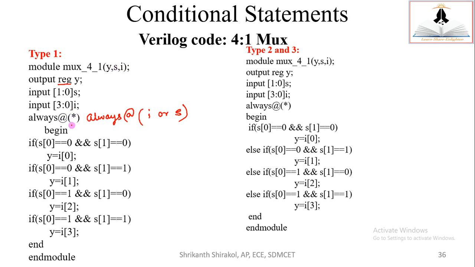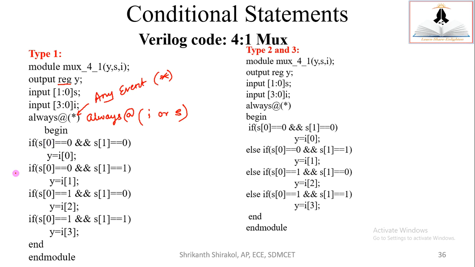If S changes, then also it should execute. If I changes, then also it should execute. That's the meaning of star mark. Okay. Event on anything, or else any event. That's the meaning. Any event. Star means. Okay.